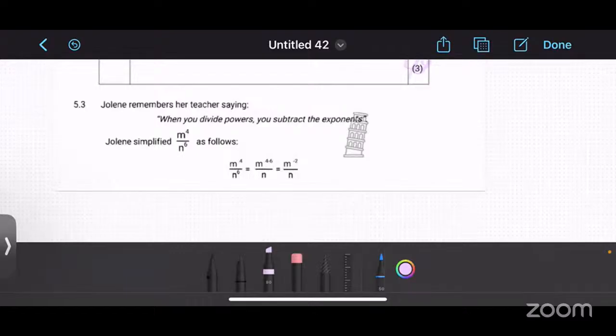And then we have Jolene over here. Jolene remembers her teacher saying, when you divide powers, you subtract the exponents. When you divide powers, you subtract the exponents. Do you guys remember what we said about this? Do you have an idea of what the teacher meant here?